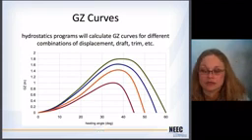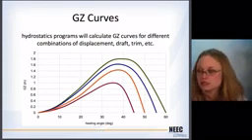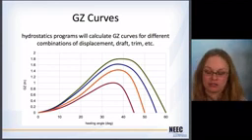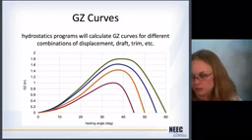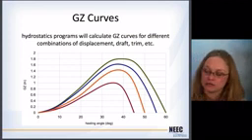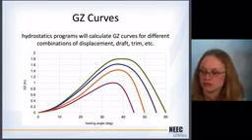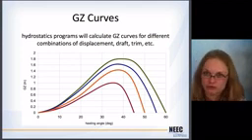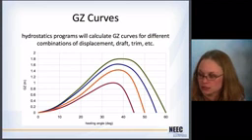All right. So hydrostatics programs, again, will calculate your GZ curves for all different combinations of displacements, draft, trim, etc. I mean, this is a major calculation here, and computers are so wonderful at crunching these numbers for us. You can plot all of the different GZ curves, and so you have an idea of how your ship is going to behave in different conditions, different drafts, trims, and loading conditions and such.